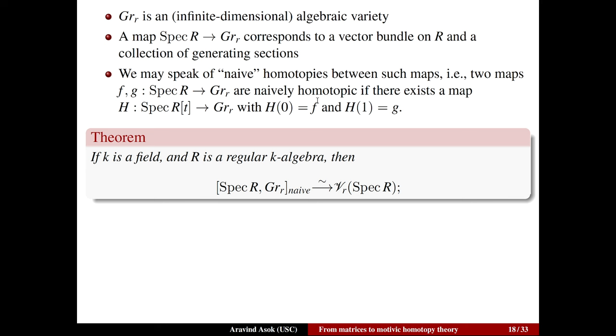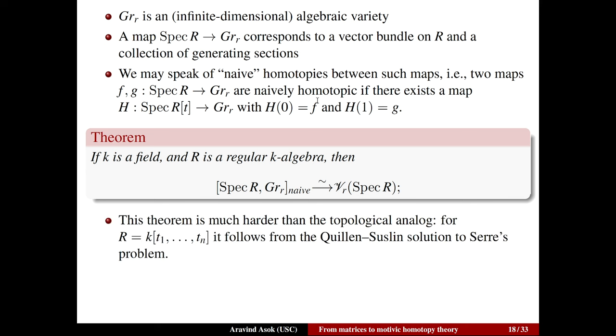All right, or naive homotopy rather. So let me just say this theorem is much harder than the corresponding topological analog. So let's just take the special case where R is a polynomial ring in some number of variables over the field K. Then what are we saying? Well, here you can see that on the left-hand side, all maps are sort of naively homotopic to a point.